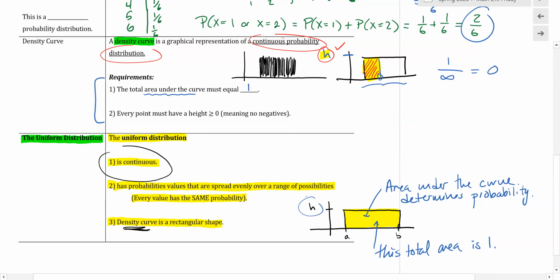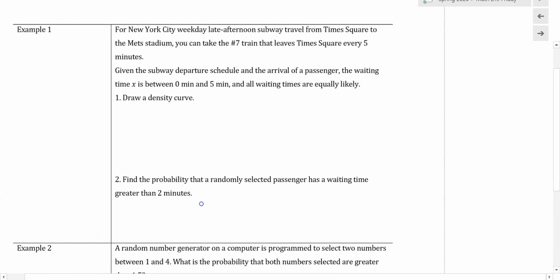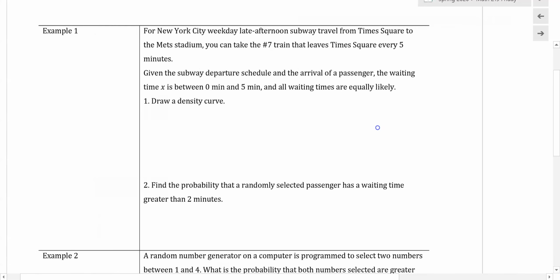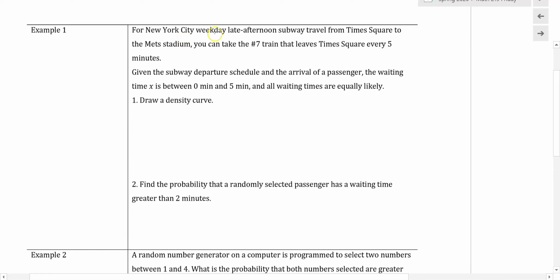Hang in there. You might be thinking, what is he talking about? Let's just get some examples under our belt, and I think this is not going to be too painful. So take a look at this example here. It says that for New York City weekday late afternoon subway travel from Times Square to Met Stadium, you can take the number 7 train that leaves Times Square every 5 minutes. Given the subway departure schedule and arrival of a passenger, the waiting time is between 0 and 5 minutes, and all waiting times are equally likely. Given all that, draw the density curve.